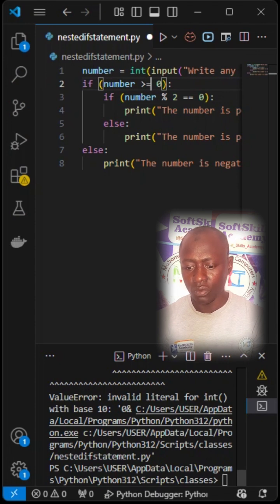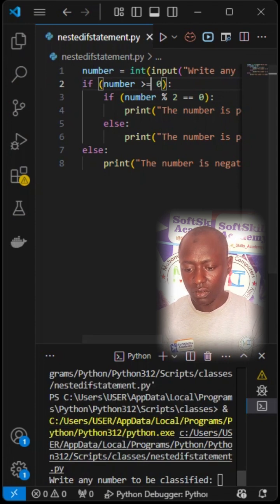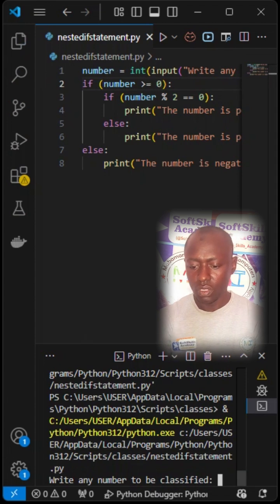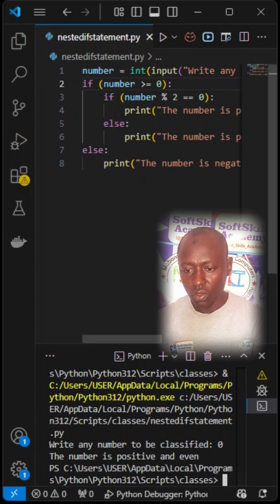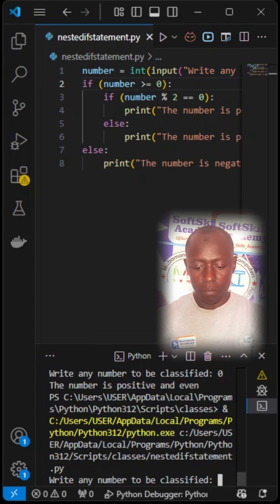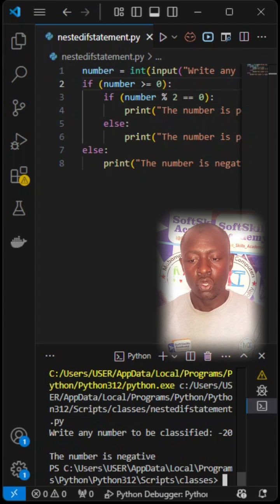Now let's run it. So let's type 0 and see. So the number is what? Even. It's classified as even. If we run this again and then type minus 20, the number is negative. So you see now, this is how you apply this nested if statement in a real world example.